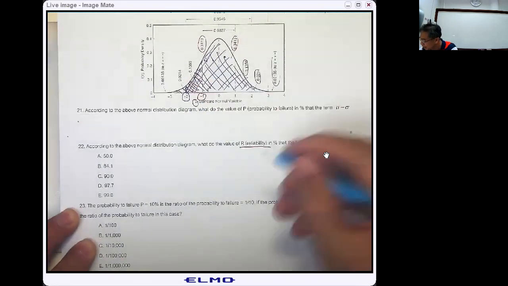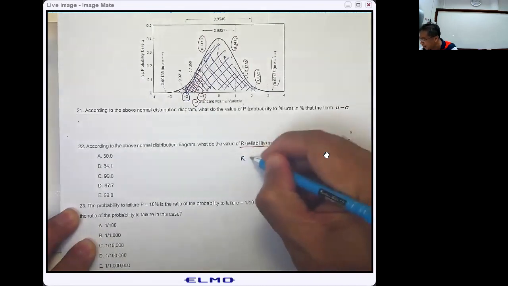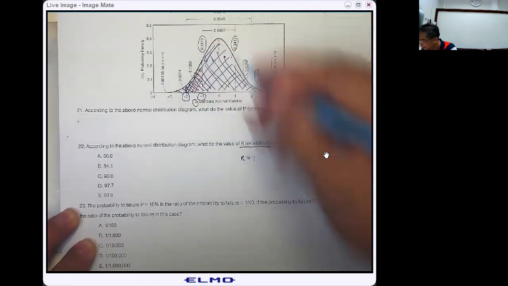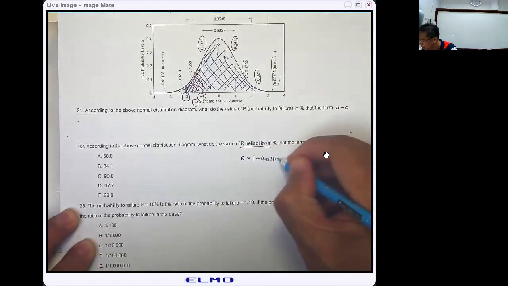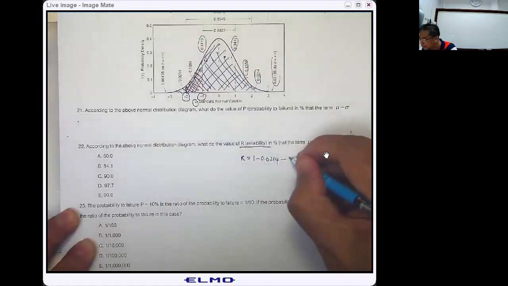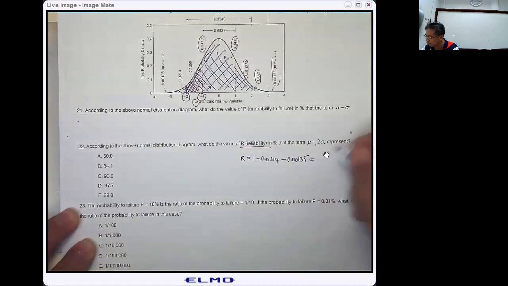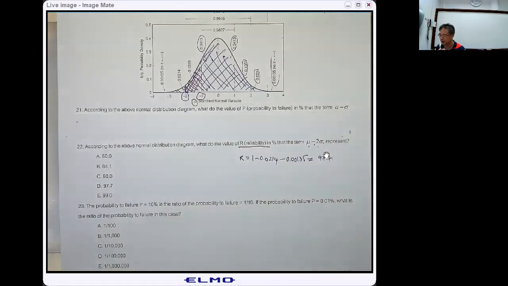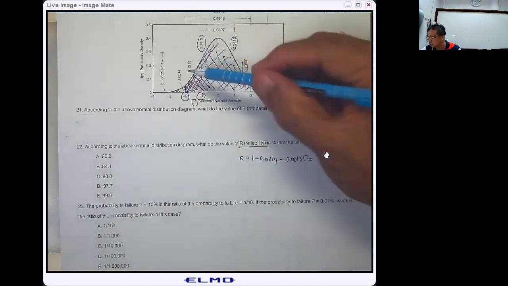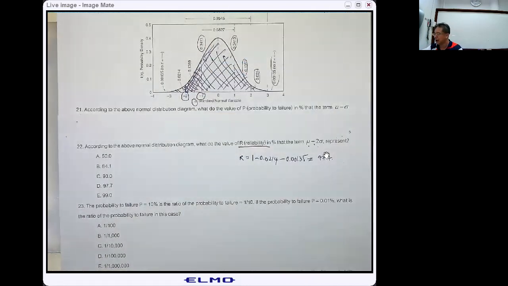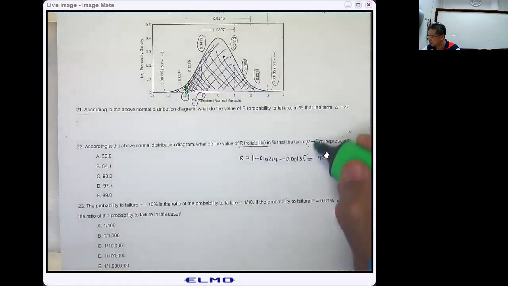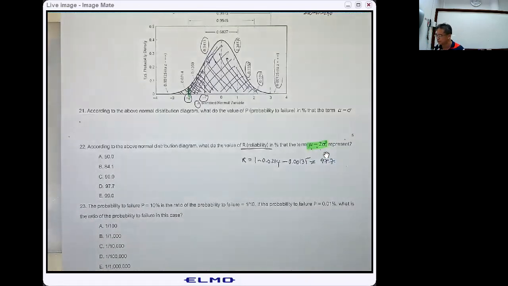The reliability is going to be 1 minus 0.0214, and then minus 0.00135, and you're going to get about 97.7. That's going to be the reliability when you use mu minus 2 times the standard deviation. And come to the 23rd.